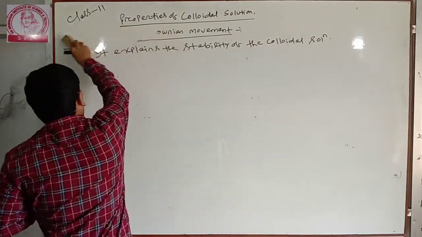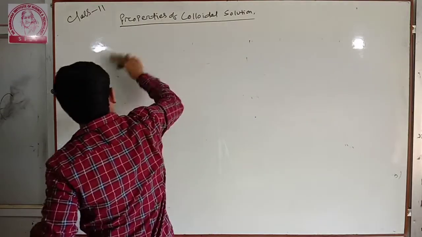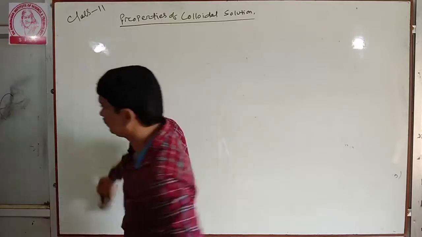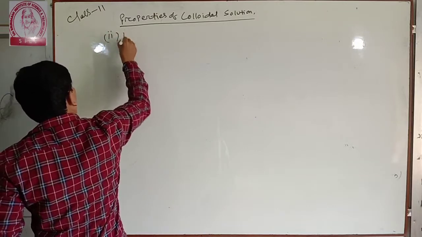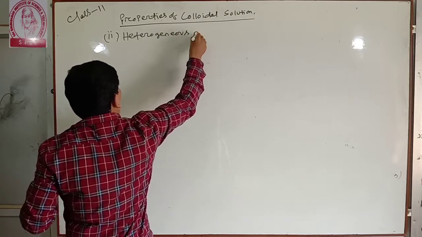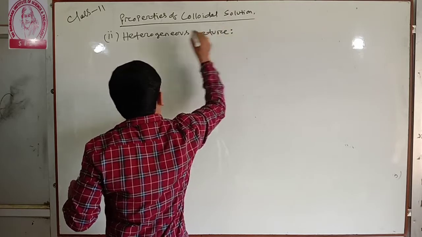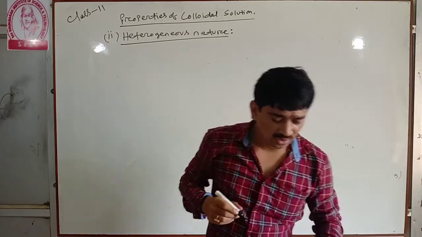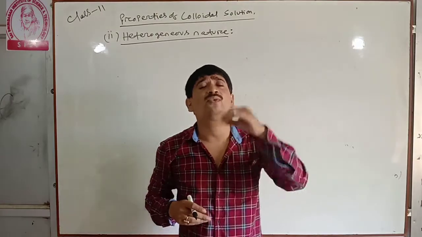Next, the second property is heterogeneous nature. These are the properties of colloidal solution. Colloidal solutions are heterogeneous in nature, consisting of two distinct phases.